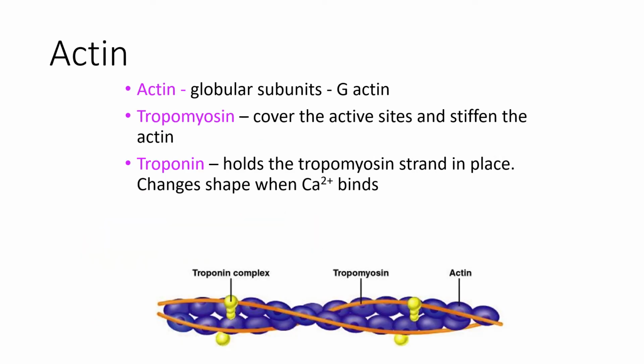The thin filaments are chiefly composed of the protein actin. Each actin molecule is a helical polymer of globular subunits called G-actin. The subunits contain the active sites to which the myosin heads will bind during contraction.